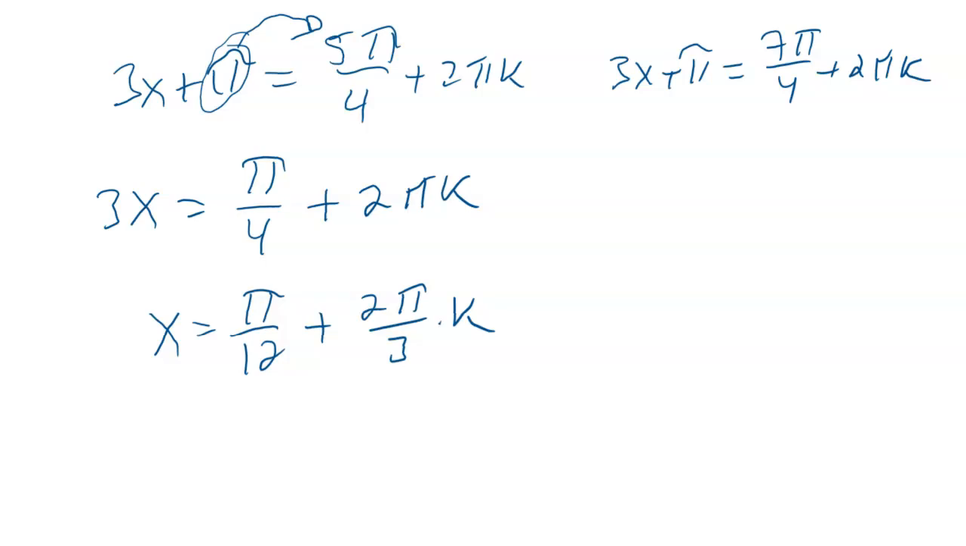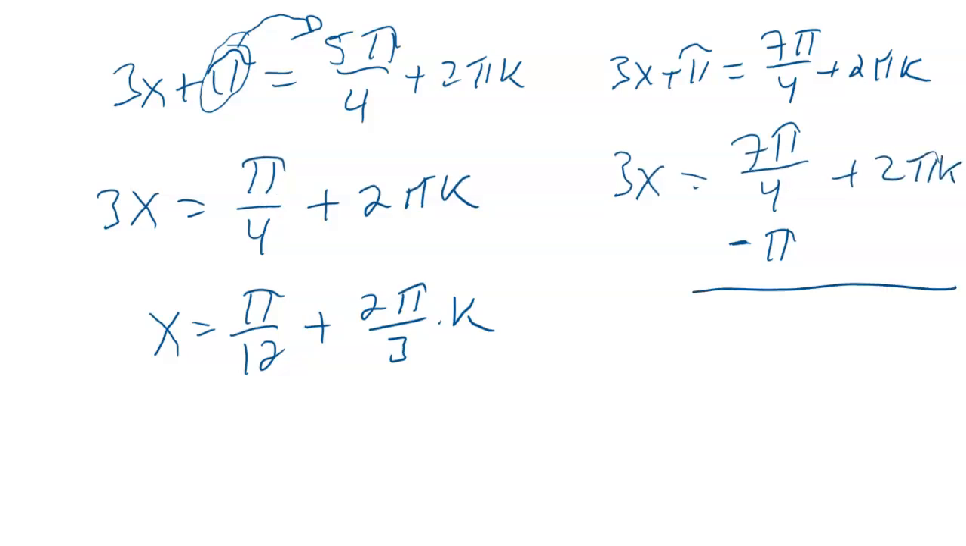Double checking that. Yep. And then on this one, same thing, I'm going to subtract pi. Maybe I'll be more explicit about this. 7 pi over 4 minus pi plus 2 pi k.